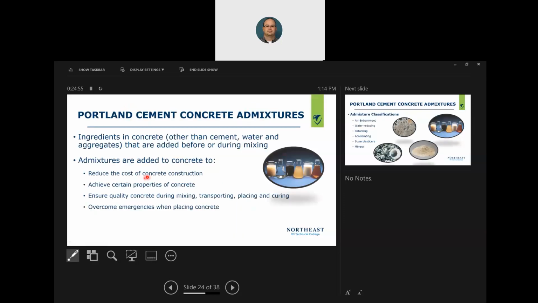All right, let's talk about admixtures. Admixtures are ingredients in concrete other than cement, water, and aggregates that are added before or during mixing. Cement and water, remember, that's the term paste. We add admixtures to reduce the cost of concrete construction, achieve certain properties of concrete, ensure quality concrete during mixing, transporting, placing, and curing, and overcome emergencies when placing concrete. So this is why we need to add admixtures.